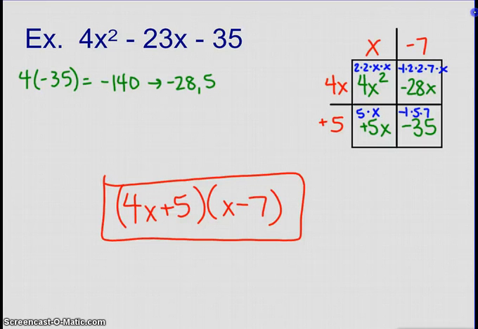Alright, that is all the types of factoring that we have in this grade. Remember that we're going to be using these when we talk about the factors and solutions of quadratics after our next test.